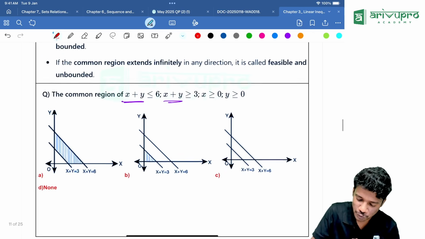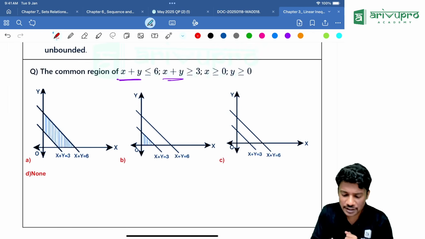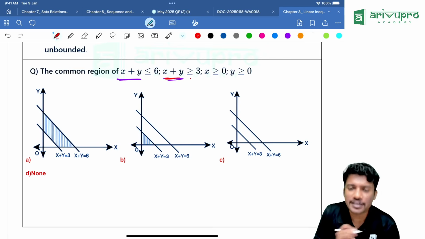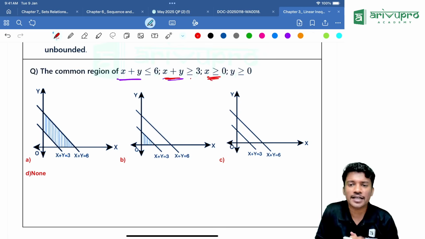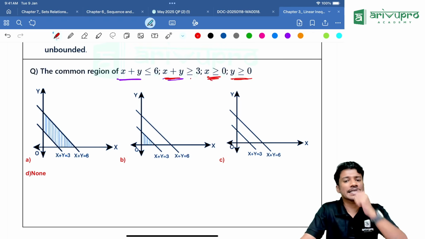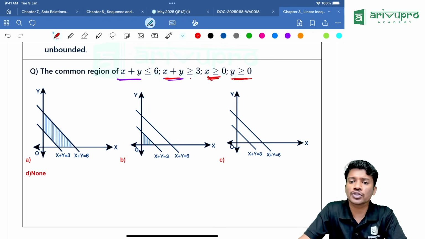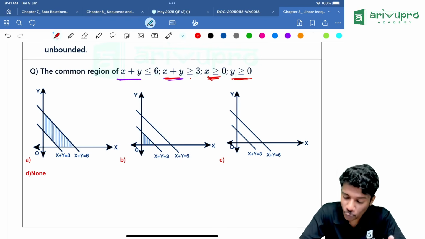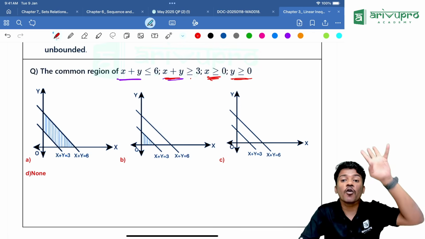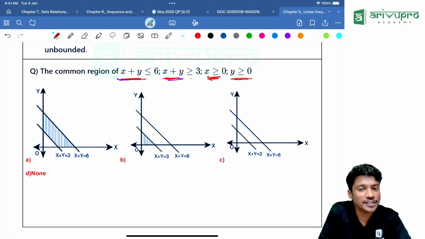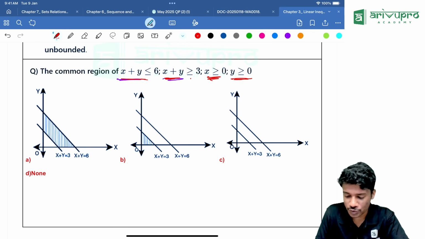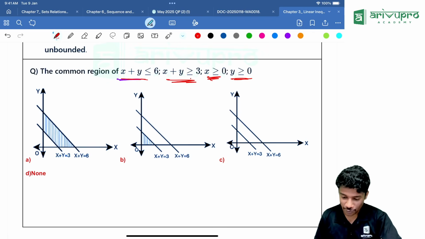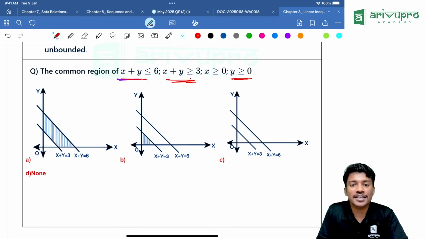First question. Look here. x plus y less than or equal to 6. x plus y greater than or equal to 3. x greater than or equal to 0. y greater than or equal to 0. How to do this? We need to draw how many graphs? 4 graphs. First one is x plus y less than or equal to 6. Then next one is x plus y greater than or equal to 3. Then x greater than or equal to 0.